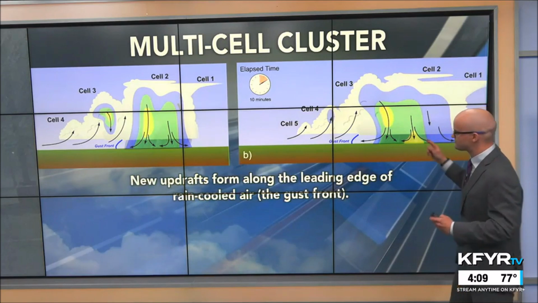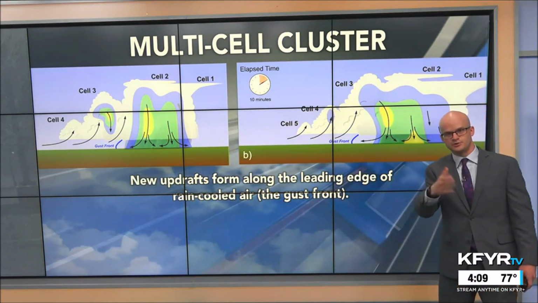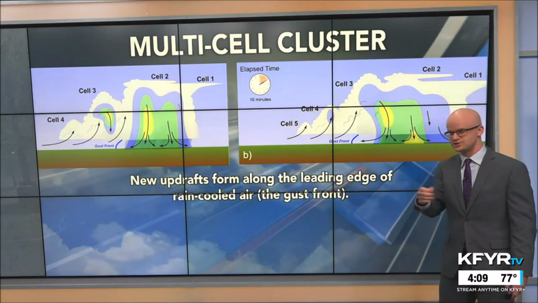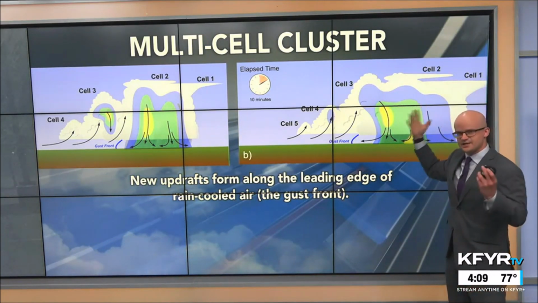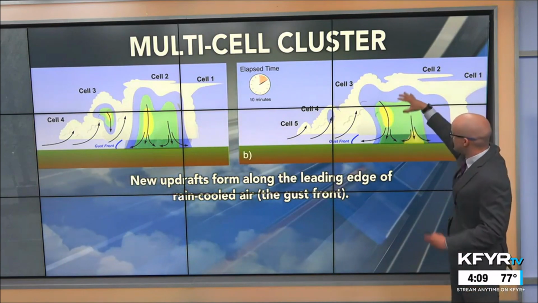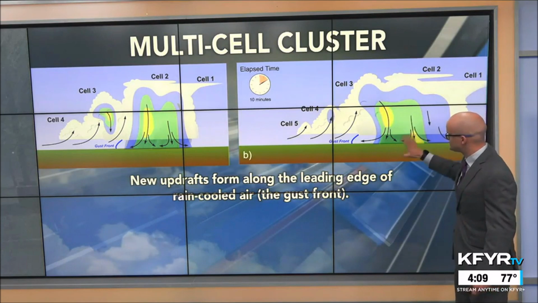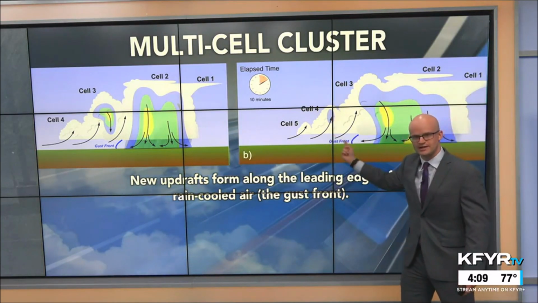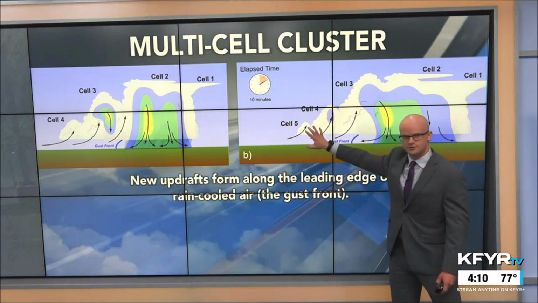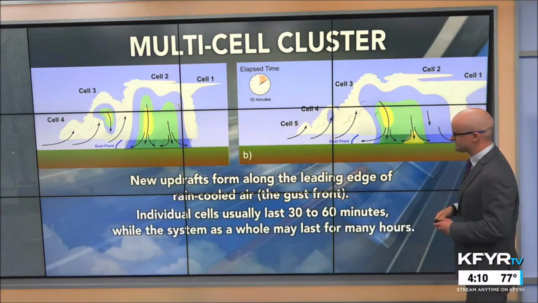So new updrafts form along the leading edge of rain-cooled air, or the gust front, which we talked about a couple of weeks ago in Morse Code of Weather. So you have each one of these cells that form, grow to a pretty large size and then dissipate. That downdraft, the rain-cooled air, hits the ground and spreads out in all directions with our gust front. That can lead to more initiation of new thunderstorm cells nearby, and that's what we deem the multi-cell cluster.